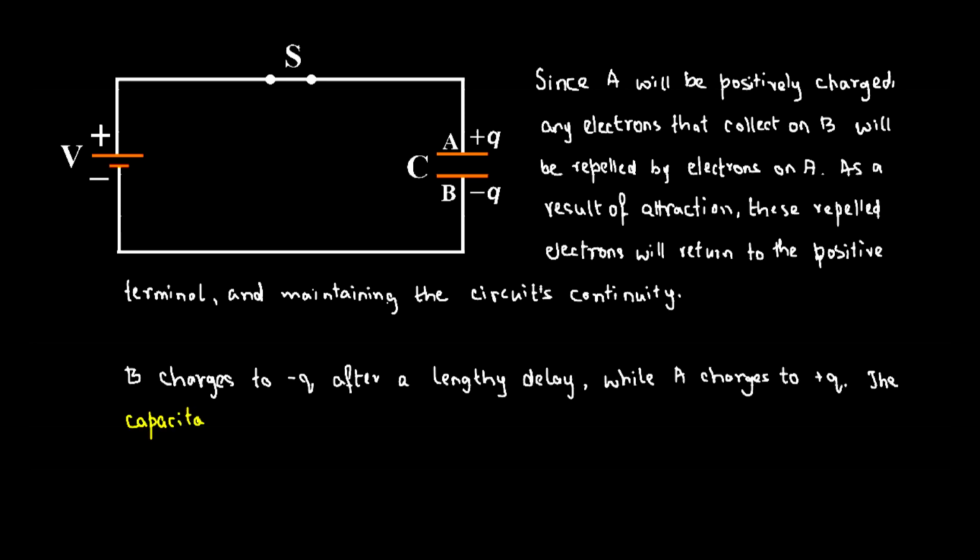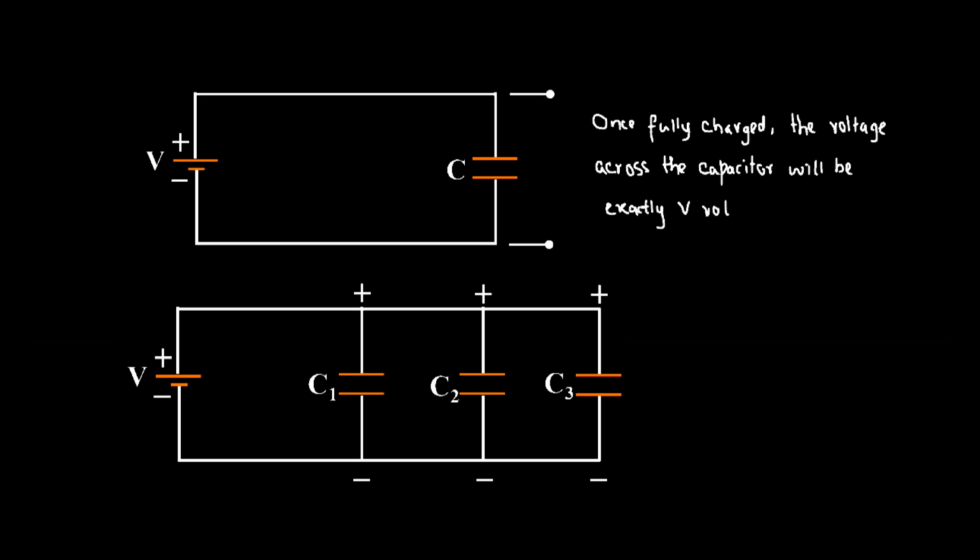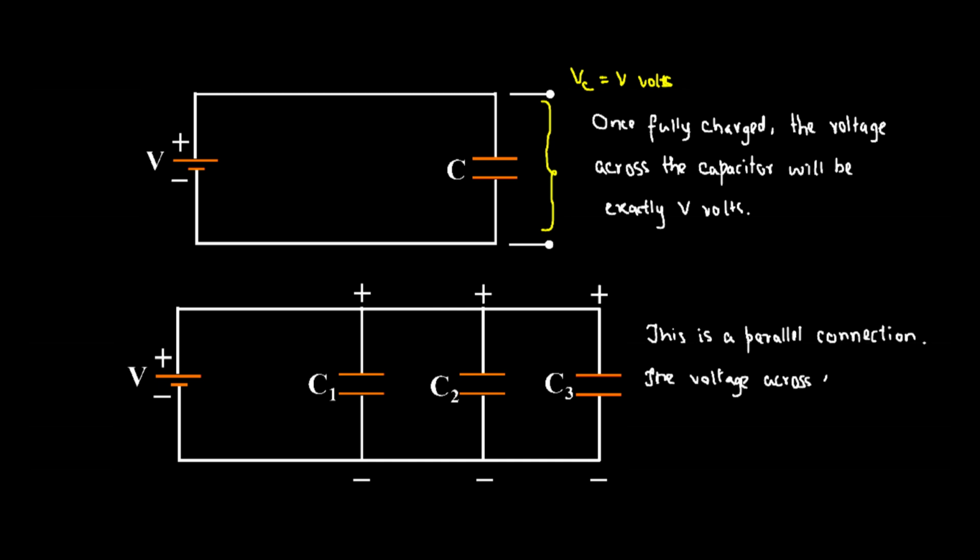The capacitance, C, determines how many coulombs of charge can be stored. In the given circuit, Vc represents the voltage across the capacitor. Once fully charged, the voltage across the capacitor will be exactly V volts. In the second circuit, this comprises a parallel connection which we'll study later. The voltage across each capacitor will be exactly V volts.